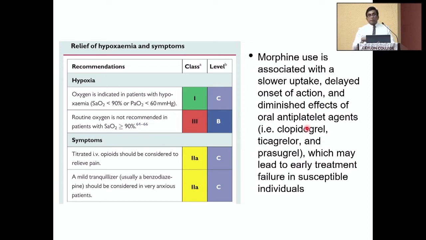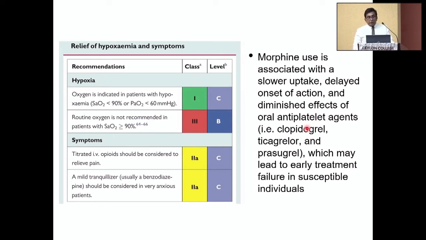And also, commonly they are having chest pain, so we have to give pain relief, like major analgesia like opioids. The disadvantage is if you give opioids like morphine, there is slow uptake, delayed onset of action, and diminished effect of antiplatelet. So that may adversely affect the antiplatelet effect.